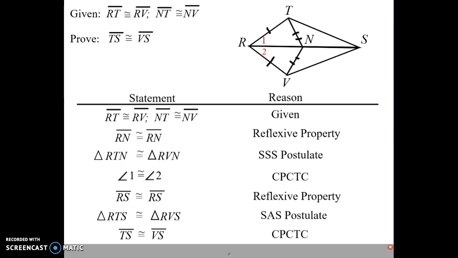As you can see, knowing how to prove one pair of triangles congruent can lead to a whole bunch of other kinds of proofs with corresponding parts.